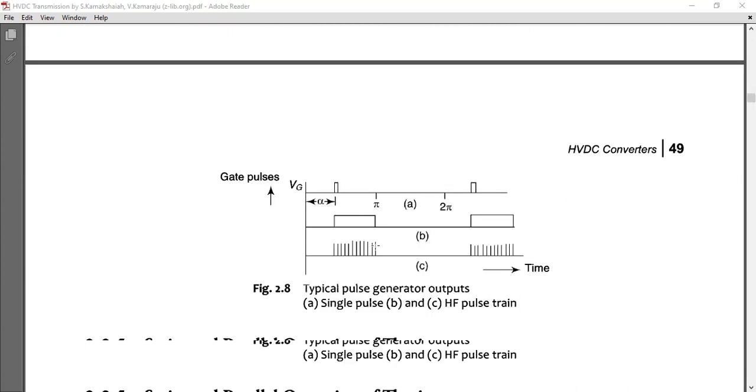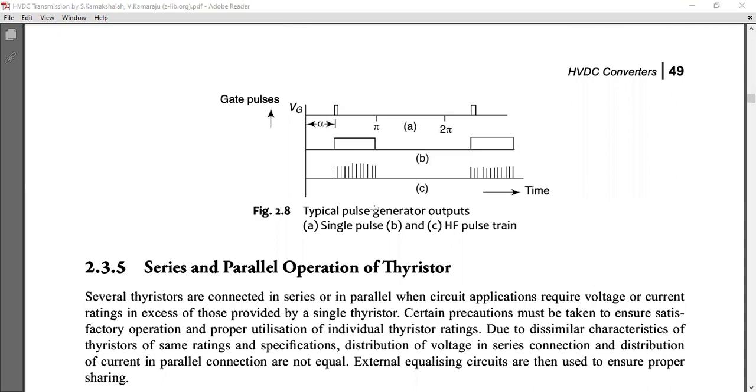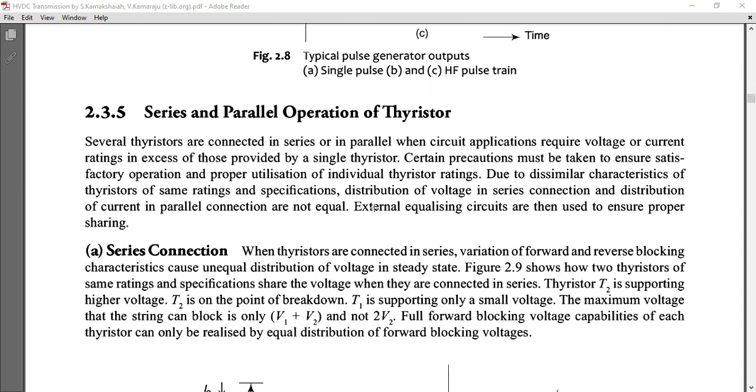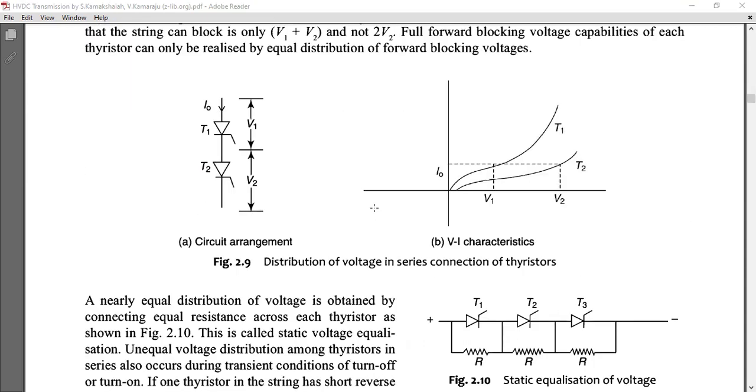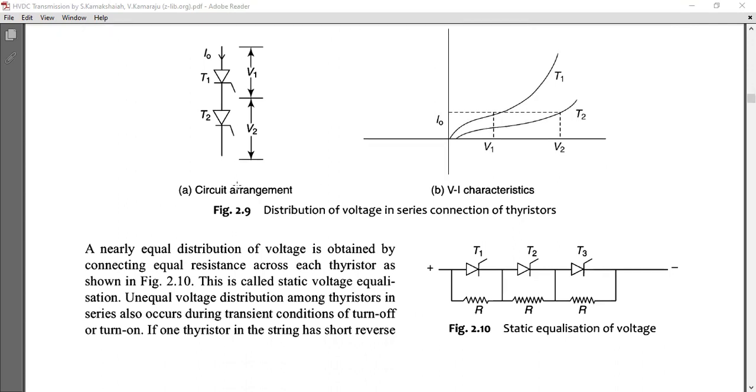Now that we have seen the pulses generated, we will see the series and parallel operation of thyristors. First, the series connection. This is the circuit arrangement. Two thyristors, T1 and T2, are connected in series.